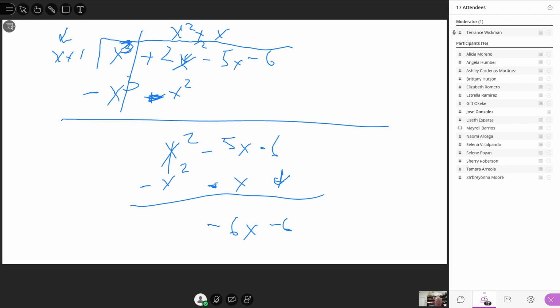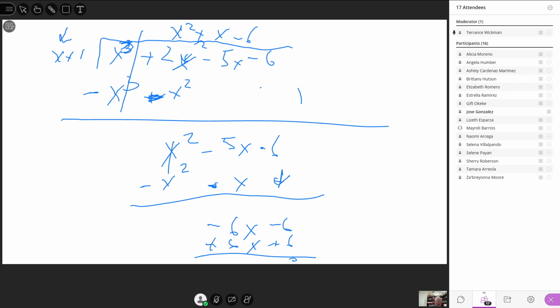What do you got to multiply x by to get minus 6? It's a minus 6. But after you do that, you change the signs, remember, all of them, and then that makes it 0. So if there's no remainder, this is a 0 down here.